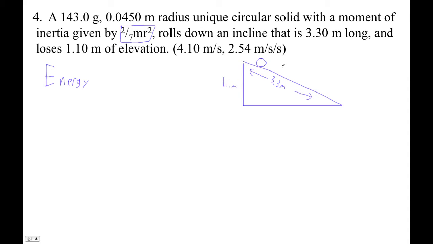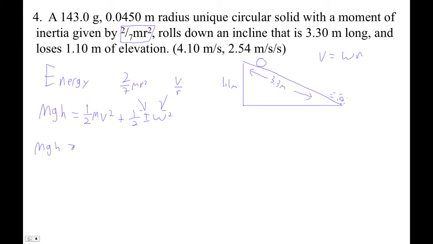Basically it's got potential energy at the top, and at the bottom it's got both: it is rotating and it is also translating. So its translational kinetic energy is 1/2 mv squared, and the rotational is 1/2 I omega squared. Of course we'll substitute 2/7 mr squared for I. Omega is just v over r, from the relation v equals omega r. So let's go.